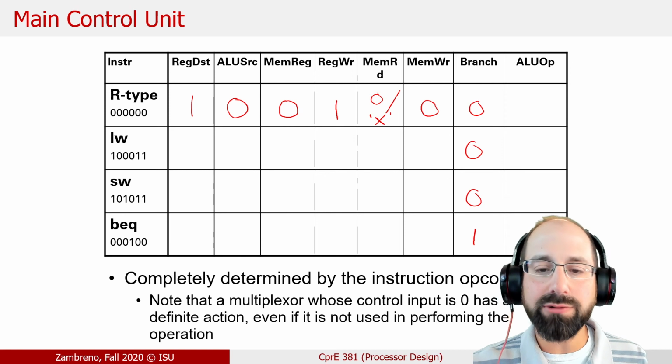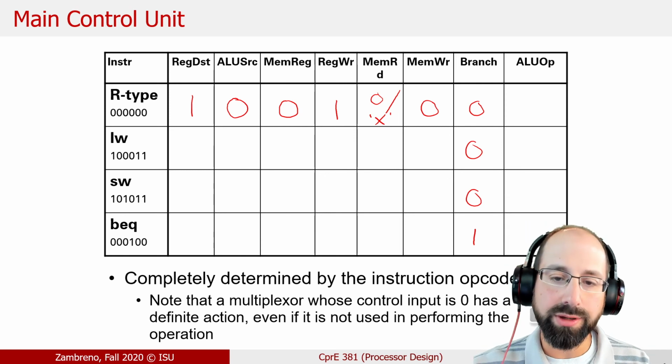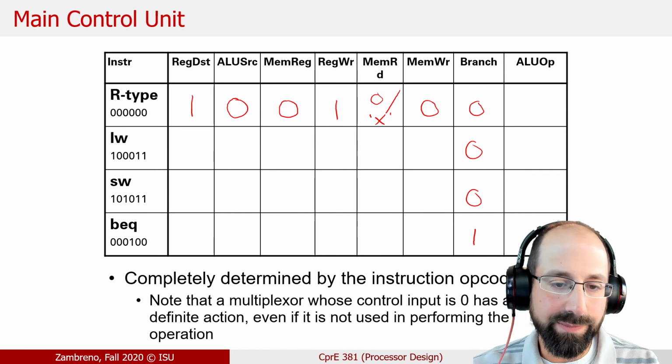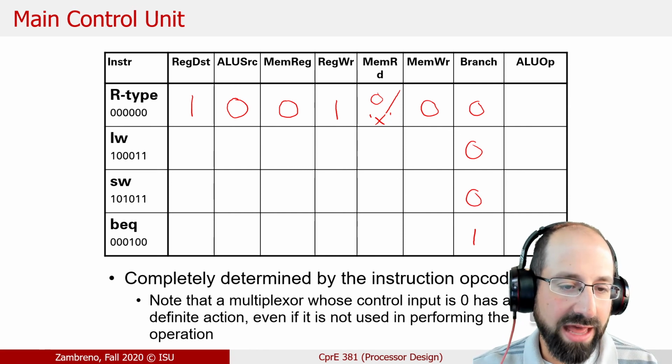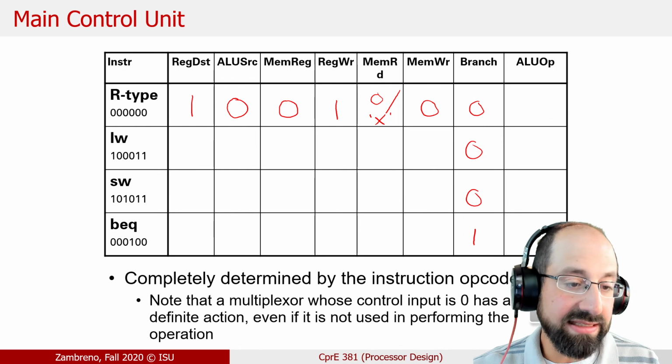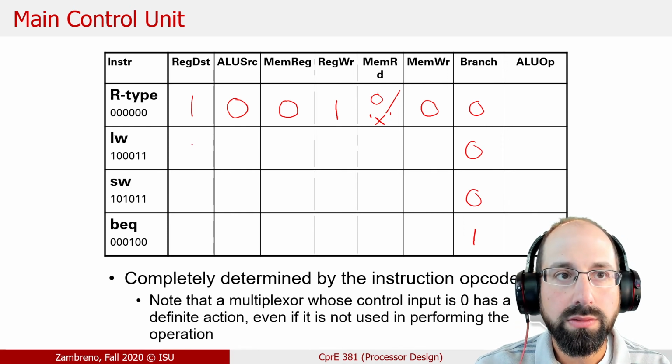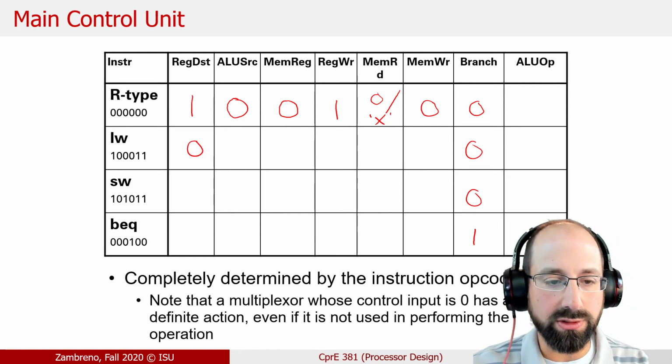Let's go through the second row here. For load word, register destination, and this is again the lecture slide encoding of that particular mux, it's at least we know that it's different than for the R type. It's a different field, so that one's a 0. What about for ALU source?